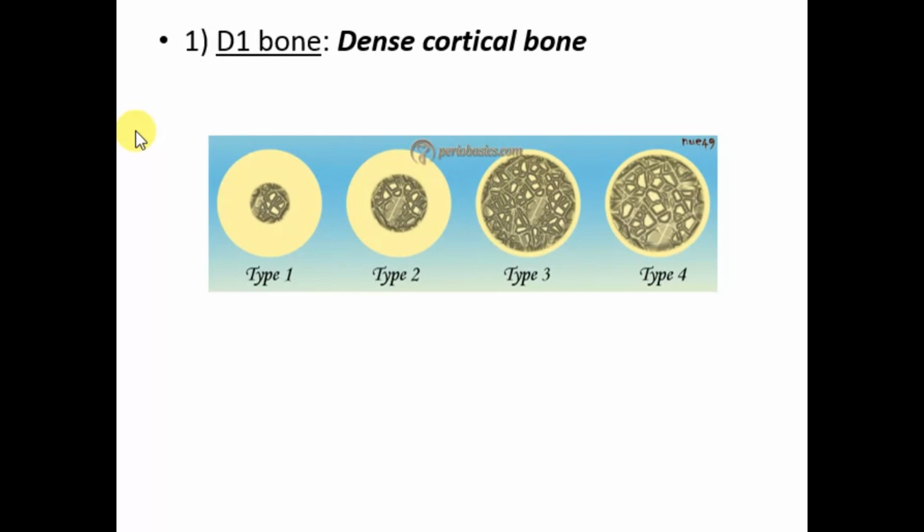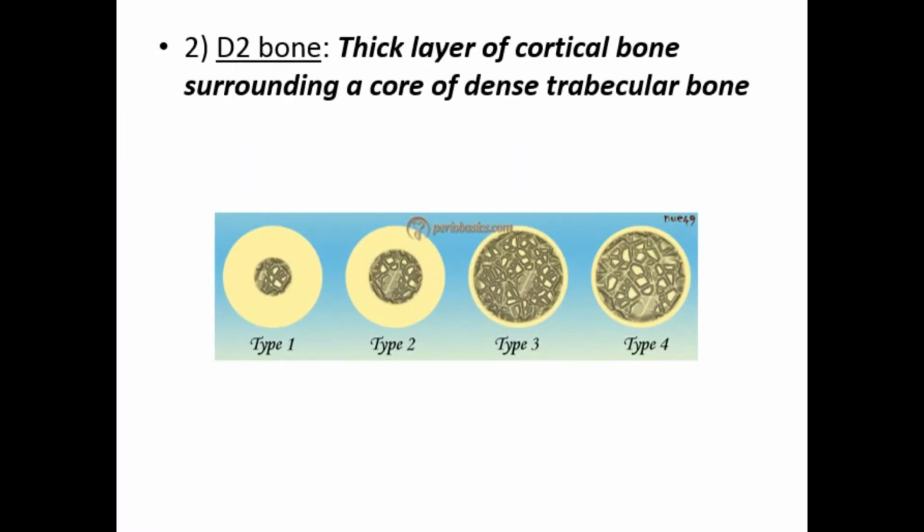So, type 1, usually found in the anterior mandible, difficult to drill, becomes overheated, and slow impaired healing may result. Best type of bone regarding initial implant stability, suitable for immediate loading. Type 2 or D2, thick layer of cortical bone surrounding a core of dense trabecular bone, usually found in the anterior mandible, posterior mandible, and anterior maxilla. Most preferred type of bone since it provides good initial implant stability, suitable for immediate loading.